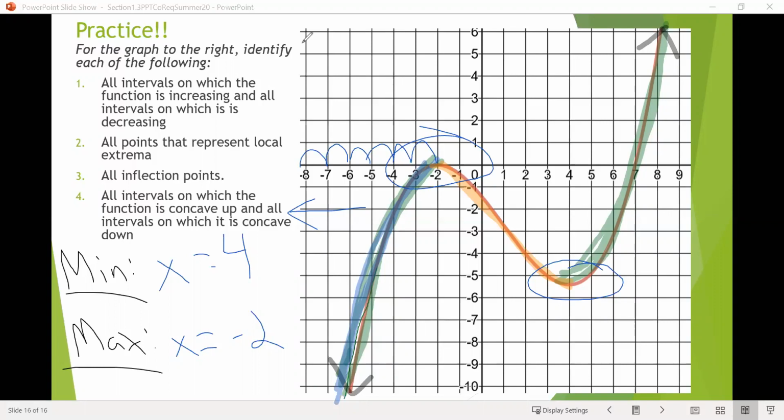So this would be where our local mins and local maxes are. And just to point out here, this function only had one of each, but it does not have to only have one of each. It could have multiple, like 2, 3, 4, or more of each of those.